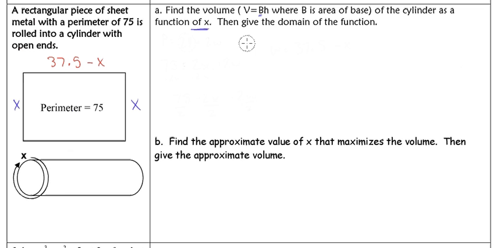It says to find the volume of the cylinder. So to find the volume of a cylinder, we have volume in terms of x is going to be, well, how do you find the area of the base? That's pi times the radius squared, times the height. Now, we can figure out the height. We should be pretty good on that. We can see that that's going to be our 37.5 minus x. But how do we find the radius? That part might be a little bit tougher.